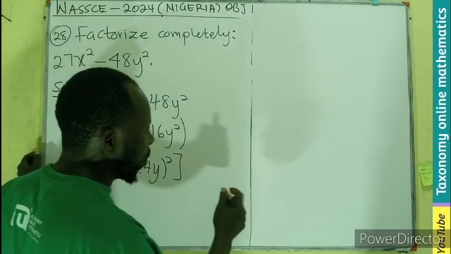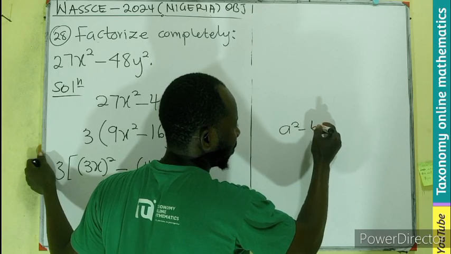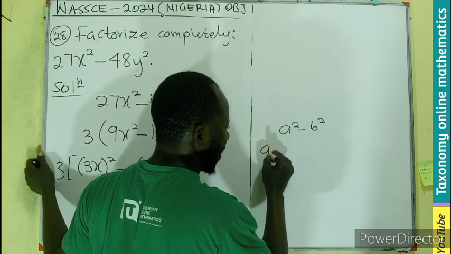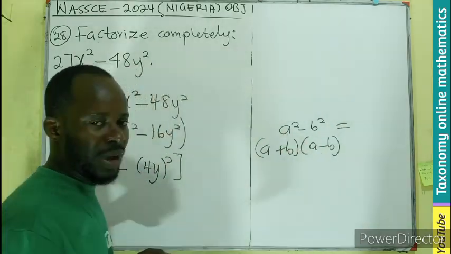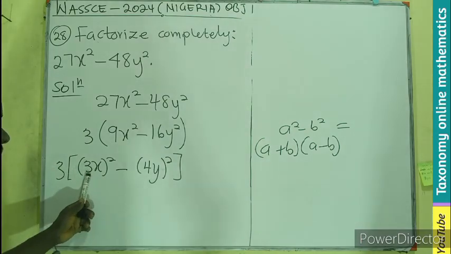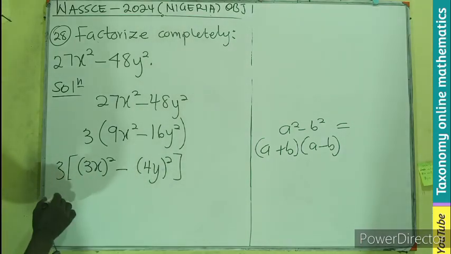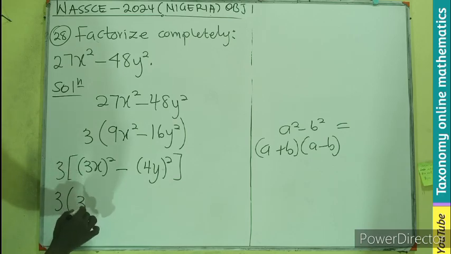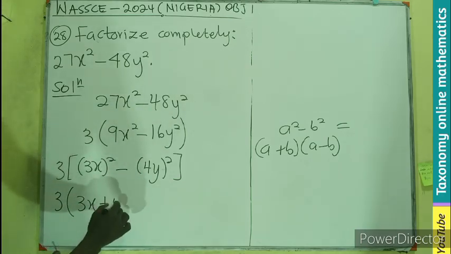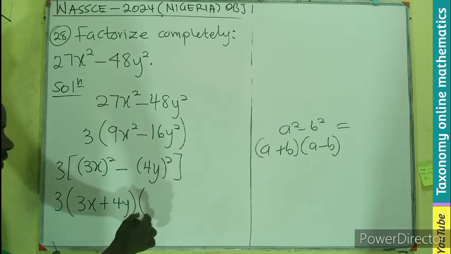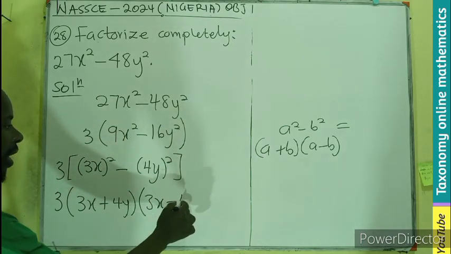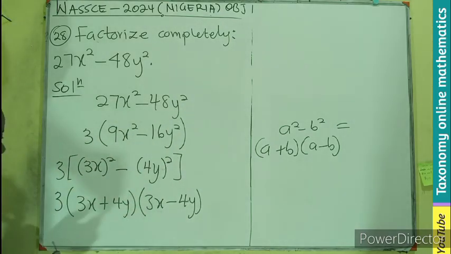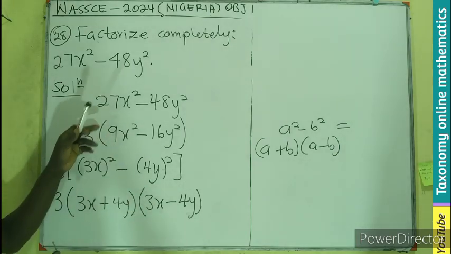So this gives us a recall: if I have a squared minus b squared, that gives us (a plus b)(a minus b), the difference of two squares factorization. So I can see my a here and my b here, meaning this 3 will stay out, then 3x as my a plus 4y as my b, multiplied by 3x as the a minus 4y as the b. So this becomes the completely factorized version of this expression.